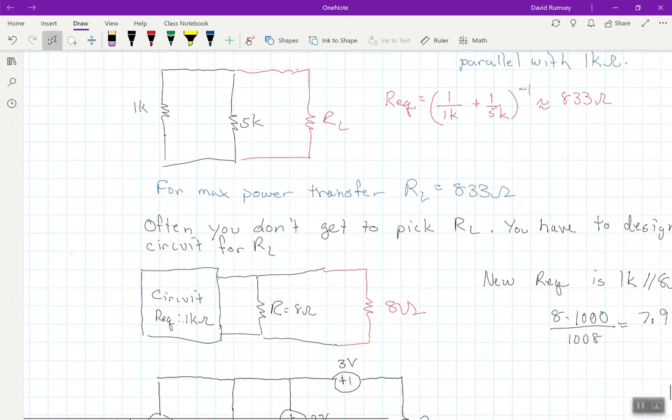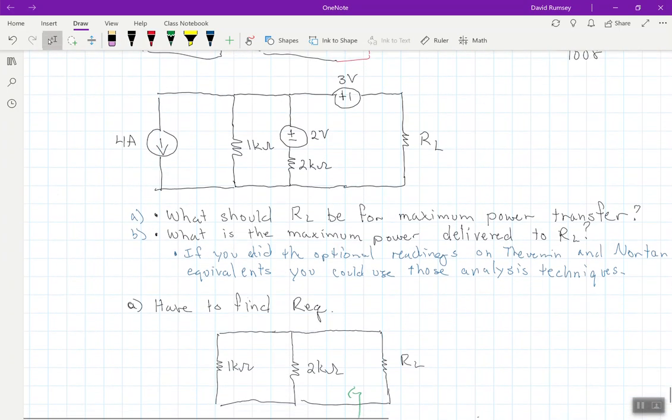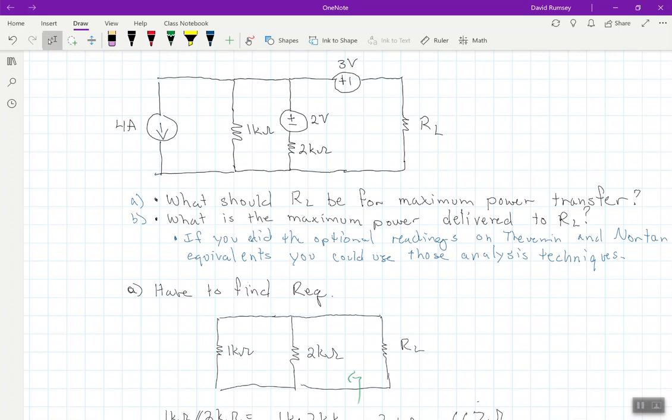So there's really two parts to this question. Just scrolling all the way back here to this question, Part A was to find RL for maximum power transfer, and then what is the maximum power delivered to RL. So whenever you're asked what is the maximum power delivered, you're going to have to do a circuit analysis, and you're going to have to decide what's the best circuit analysis technique to use, whether you should use nodal or loop or mesh analysis. We did mesh/loop analysis for this one, obviously.